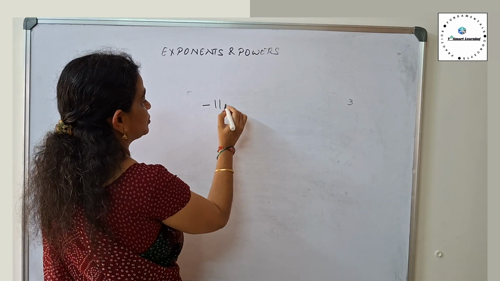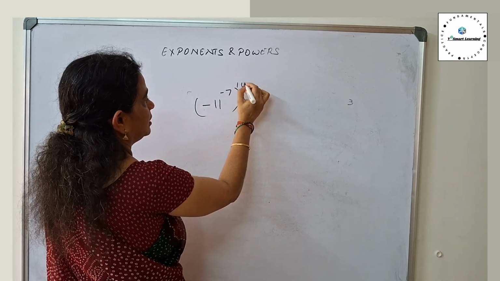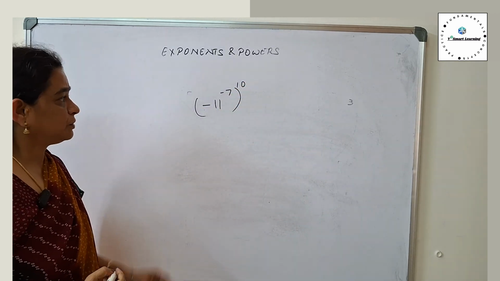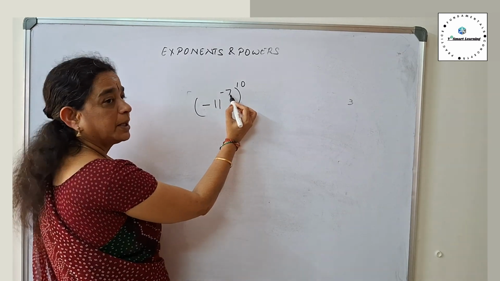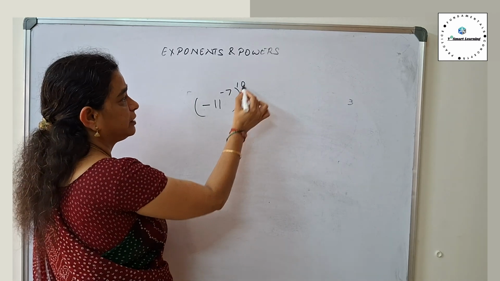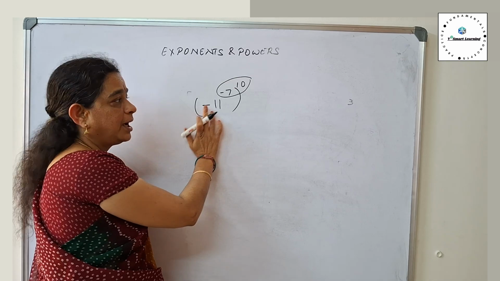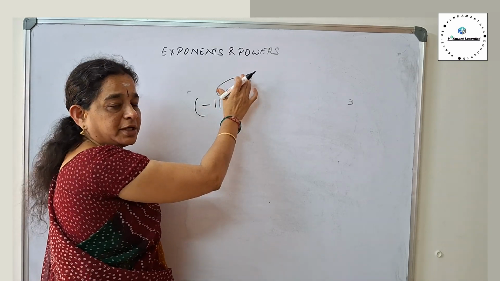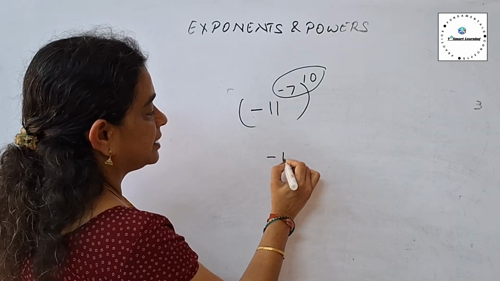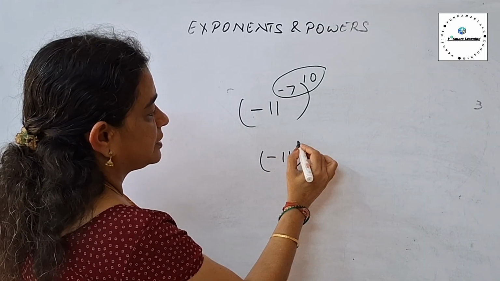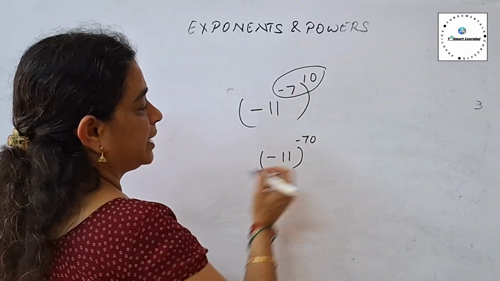Minus 11 to the power of minus 7, whole to the power of 10. So this seems simple. It is simple. So I have (a to the power of m) whole to the power of n. So first I do this. I'm not going to worry about this negative sign here. I'm going to get the whole exponent and then think about what the sign should be. So I'll get minus 11 to the power of minus 70. 7 into 10 is 70, minus 70.